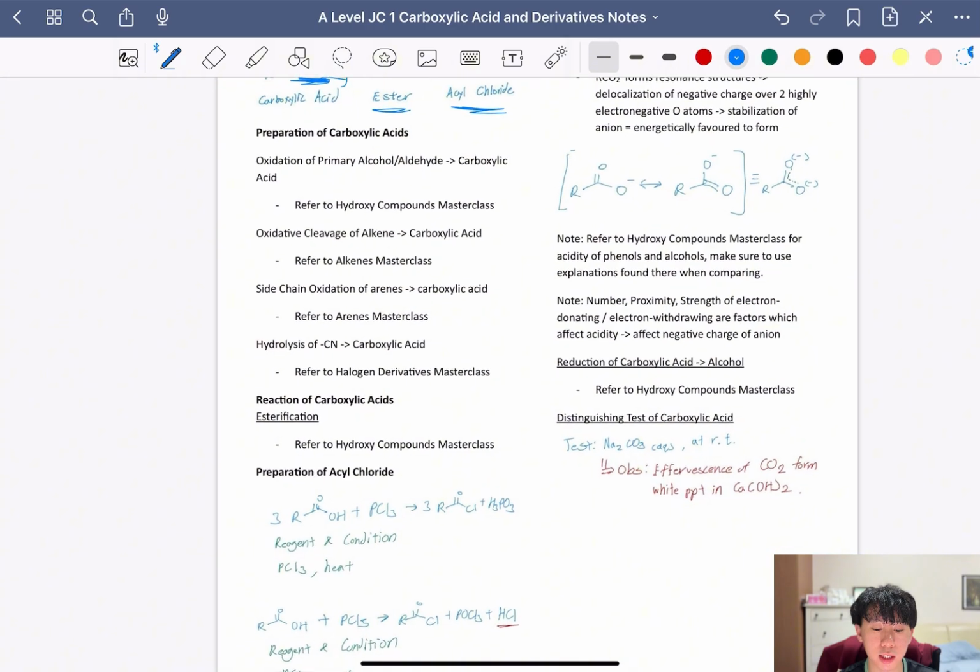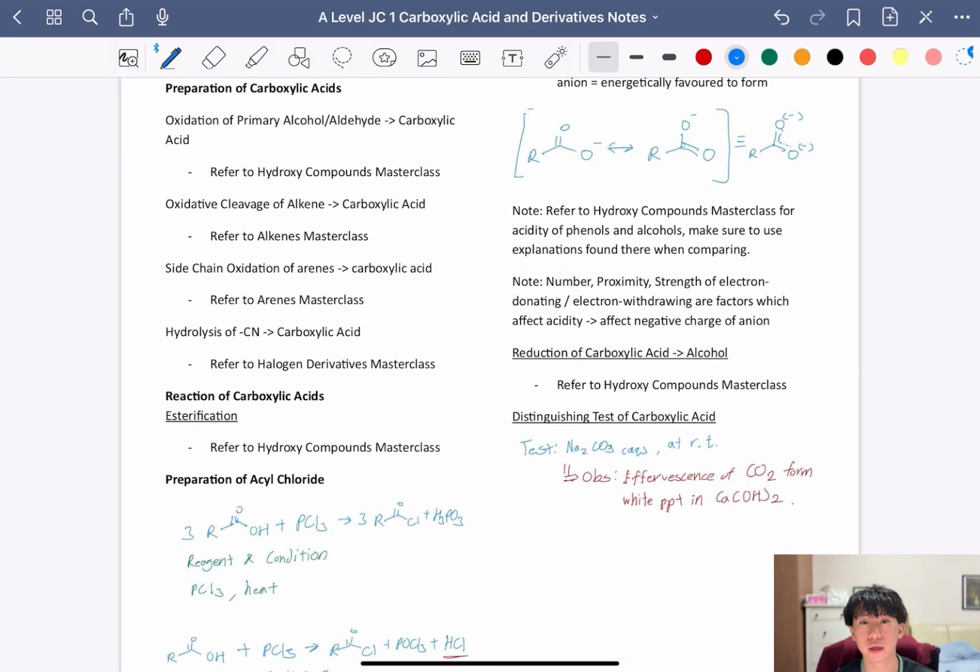Now, how we prepare carboxylic acids is actually pretty straightforward, and this is because I've already run through most of them in my previous master classes already. For example, I can oxidize my primary alcohols or my aldehydes to carboxylic acids, so you can refer to my hydroxy compounds masterclass in order to get the reagents and conditions as well. You can also do oxidative cleavage of alkenes to give your carboxylic acids, and you can refer to my alkenes masterclass for that. You can also do side chain oxidation of arenes to give your carboxylic acids, or more specifically your benzoic acids, so you can refer to my arenes masterclass.